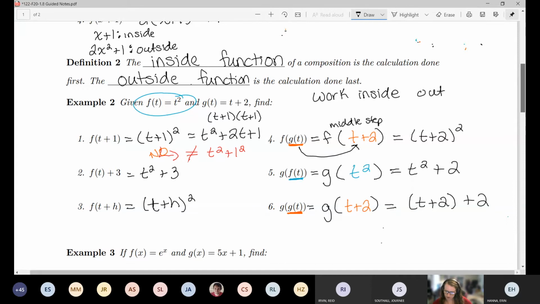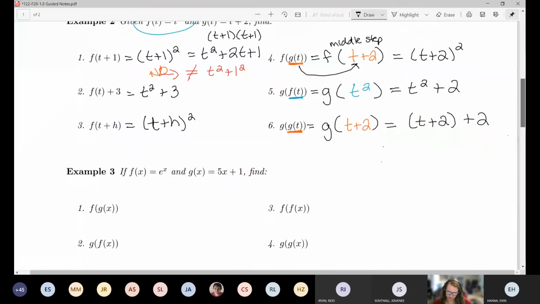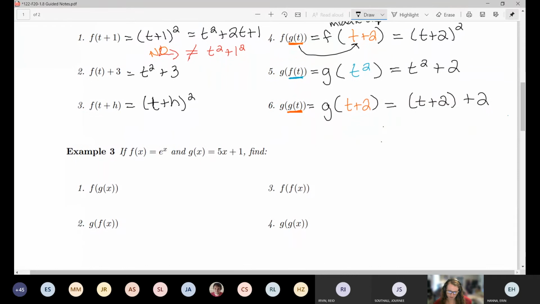Okay. Let's do that again with different functions. So I'll try to leave those up. So now let's change up our functions. Now we have e to the x and 5x plus 1, and we want to do some compositions.